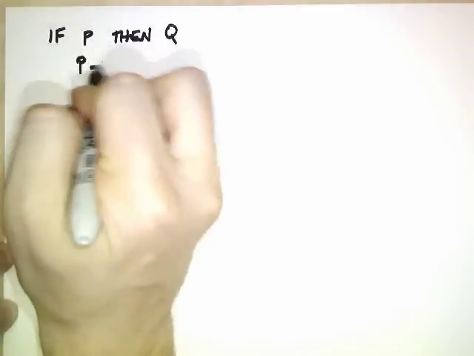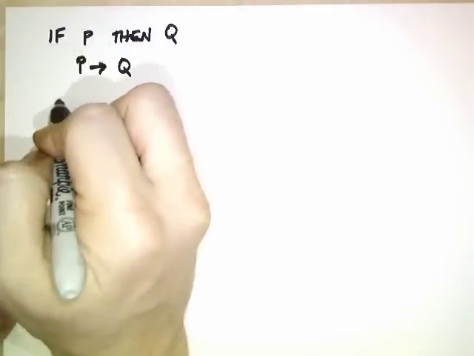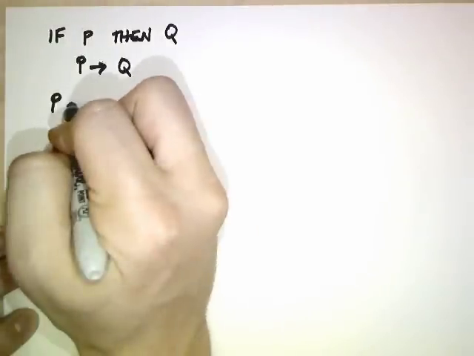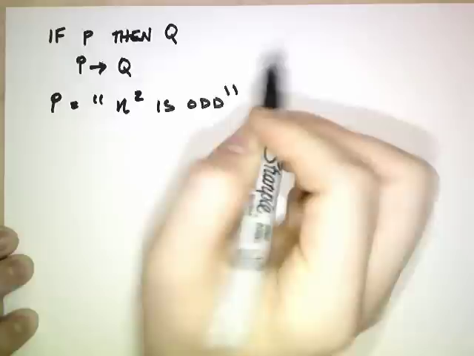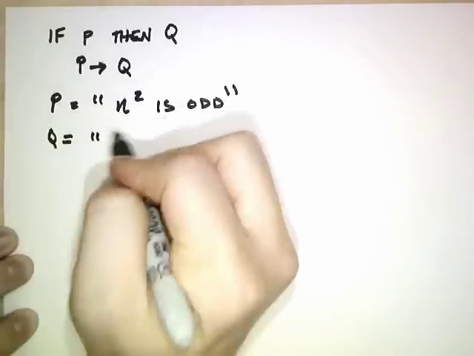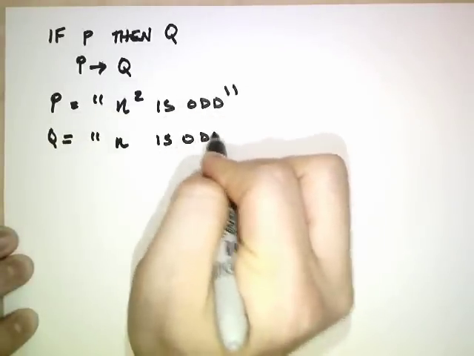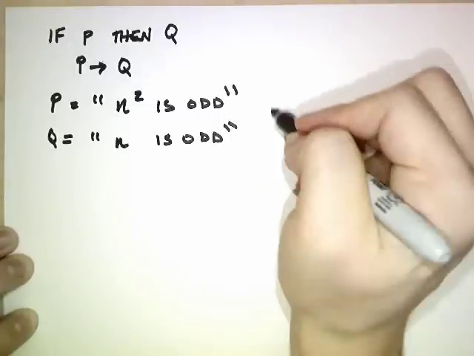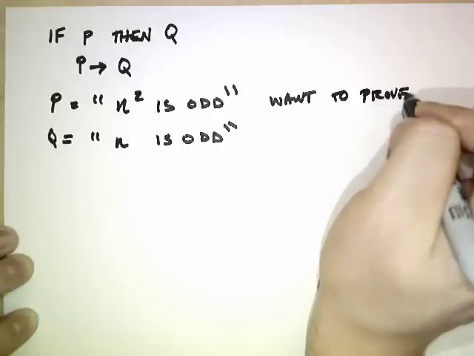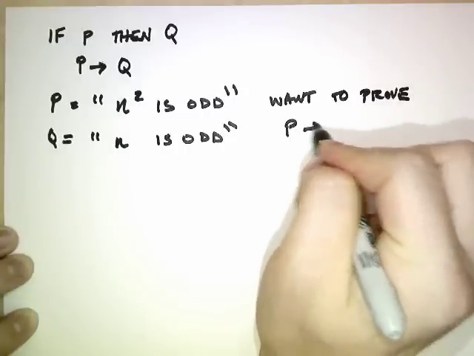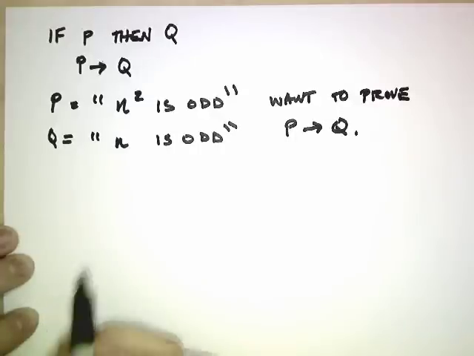In the last few examples, we've been proving statements of the form if P, then Q. Written equivalently, we've been proving that P implies Q. Here's another example. Let's let P be the statement that n squared is odd, and let's let Q be the statement that n is odd. We want to prove that P implies Q. Okay, simple enough.